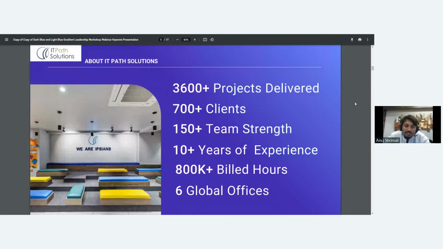So these are some statistics of ITPass Solutions. So far we have delivered 3,600 plus projects. We have served 700 plus clients. As I said, we have a 150 plus team strength and experience of a decade. So far we have built around 800K plus billing hours, and we have 6 global offices in different countries.